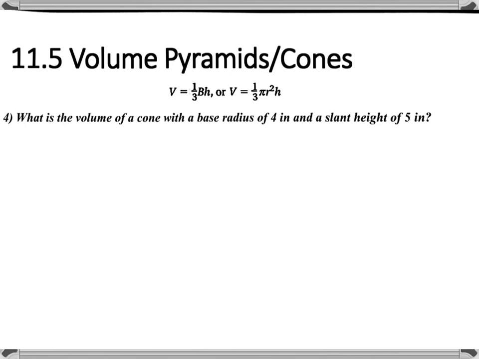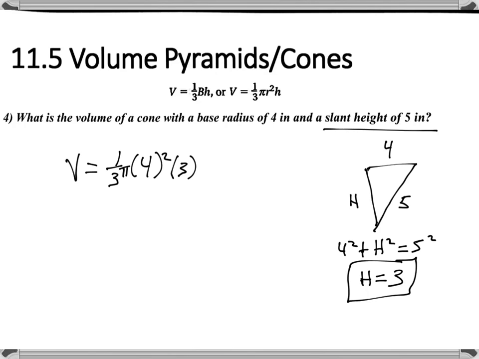Go ahead and try question 4 on your own. Remember, they give you the slant height, so you're going to have to set up your Pythagorean theorem in order to find your actual height. Which means that your radius is here, this is your slant height, and you'll need to find your height there. Pause it and solve this one on your own.